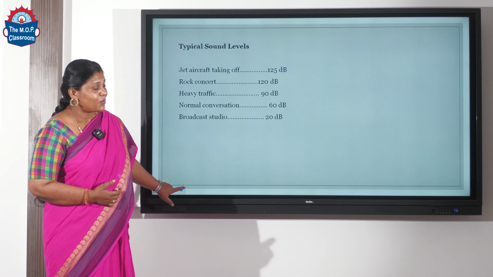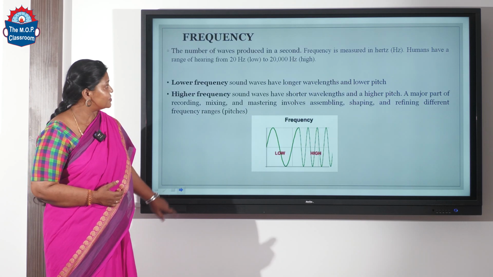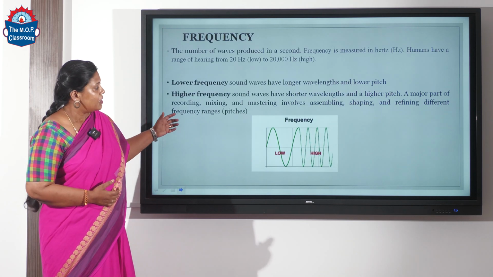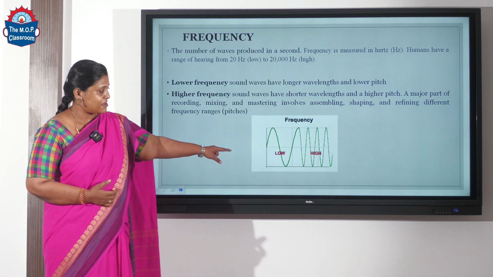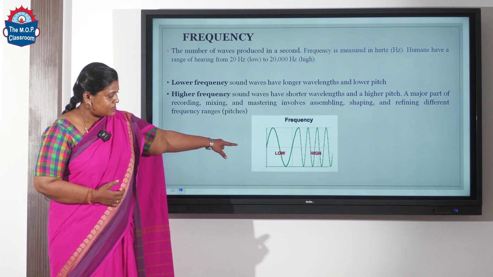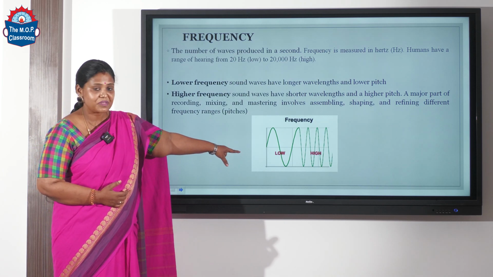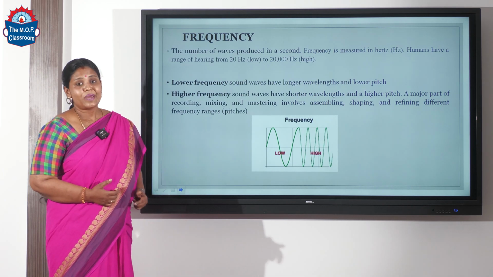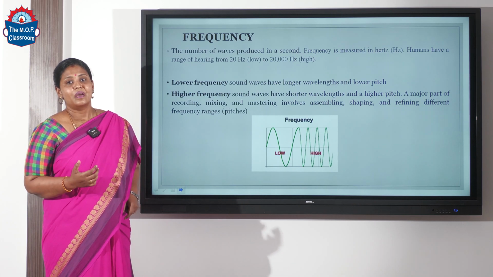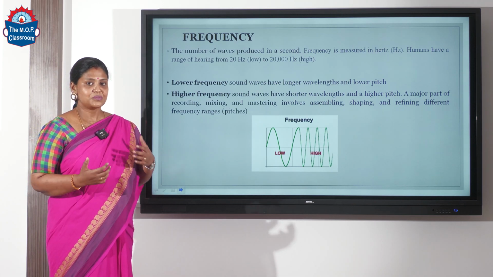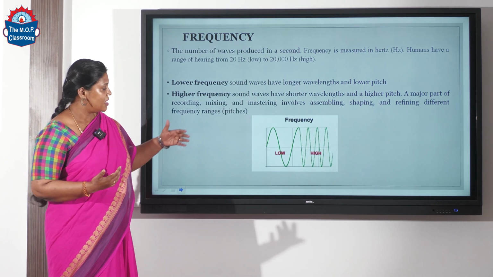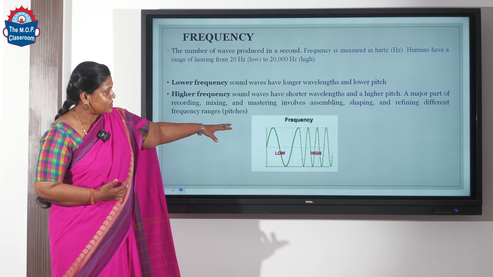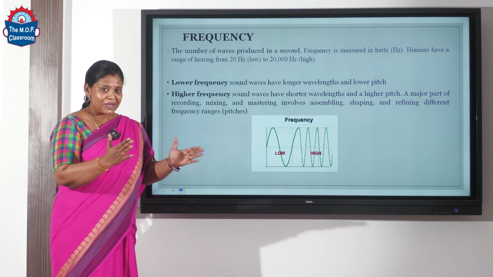So we move on to the next property, which is called frequency. Now, frequency, you can see, is the number of waves produced in 1 second. The first portion of the wave is referred to as low. Frequency is very important when it comes to mastering, recording and mixing sound, because we deal with low, high and mid-range frequency levels.